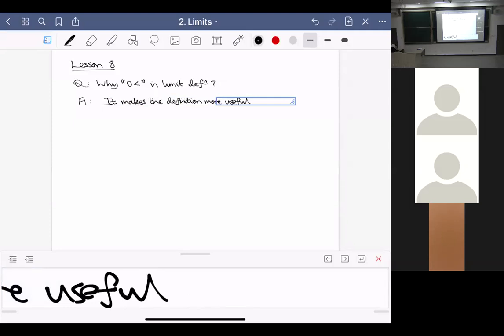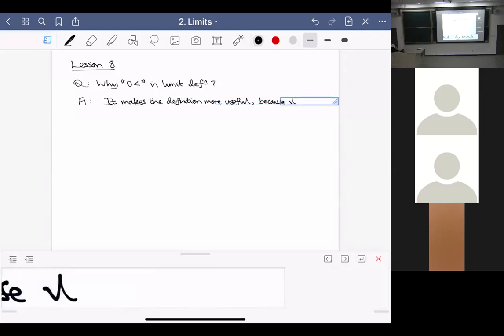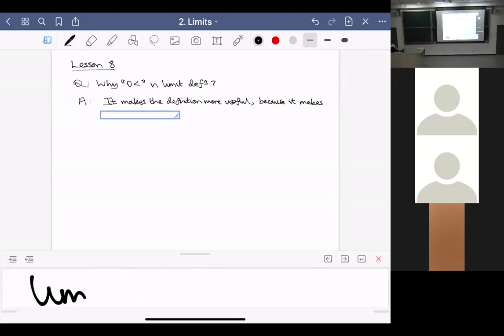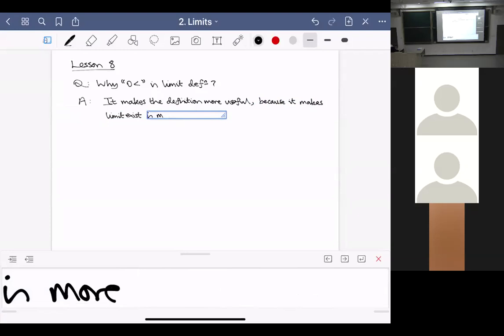So let me give a simple example. The reason is that it makes the limit exist in cases where we expect it.